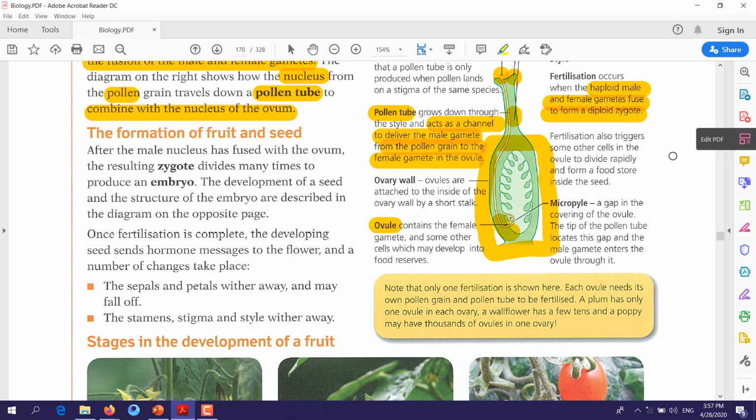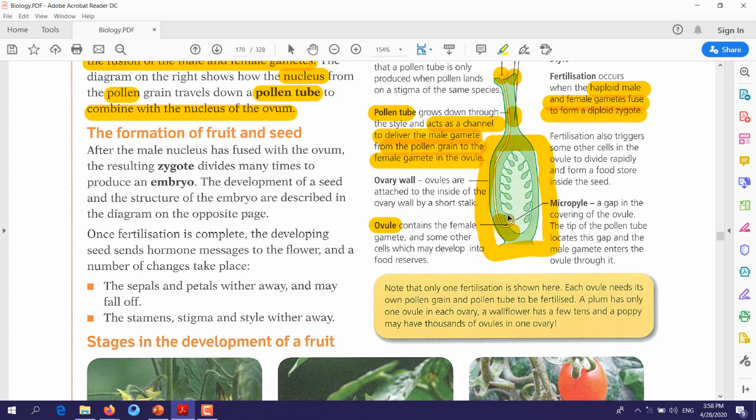After fertilization and forming the zygote, the embryo will form. Then the ovary, all of it, will become the fruit. The ovule inside the ovary will turn into seeds. Again, the ovary will be the fruit, and the ovule inside the ovary will be the seed.